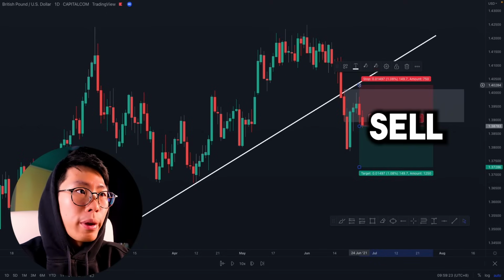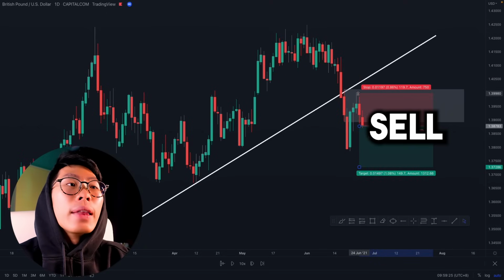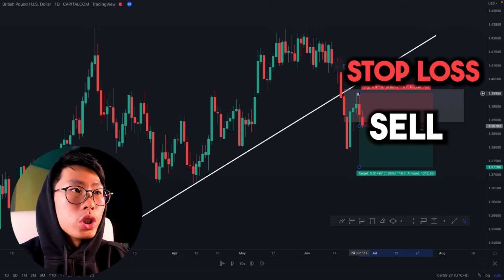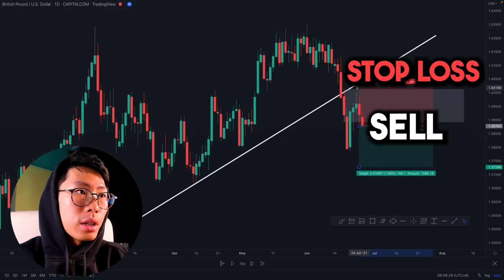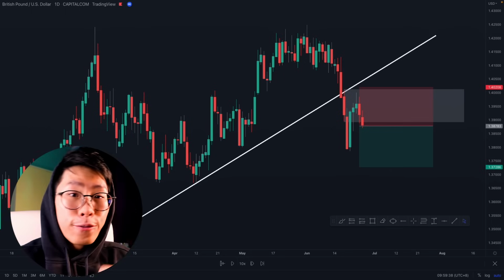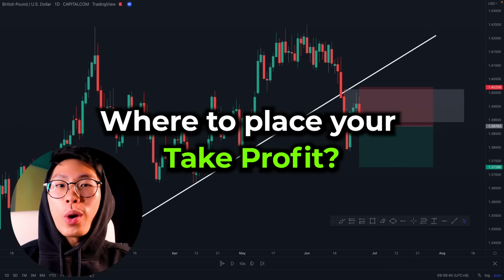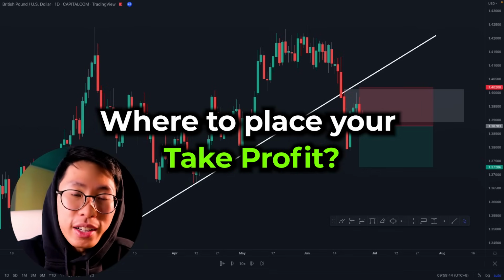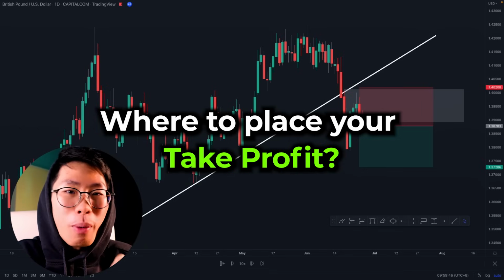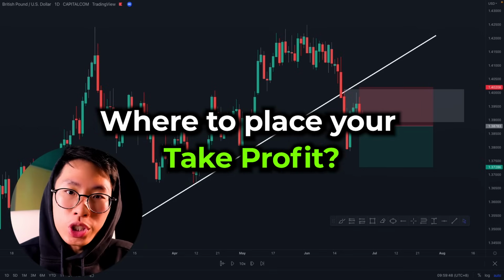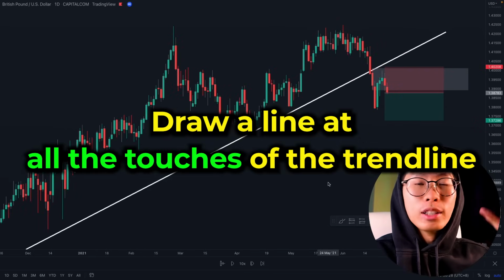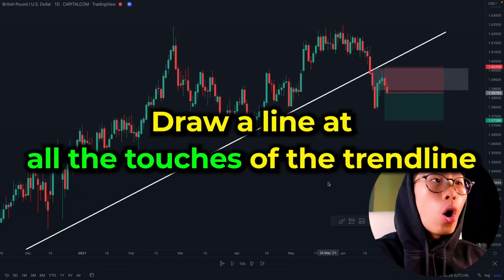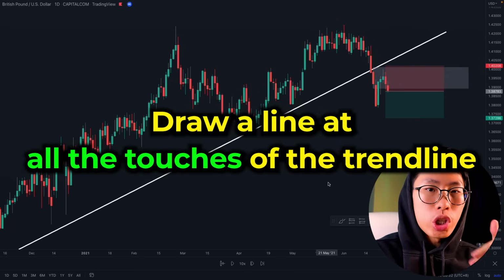So I will place my stop loss above the candle that broke out of the trend line, which is this candle right here, and I'll just place it above this box like this. For your take profit, this is where the magic happens. This is a very important concept that you must understand, because this is the secret to my entire trend line strategy. I want you to zoom out and draw a line at all the times where price touches the trend line.